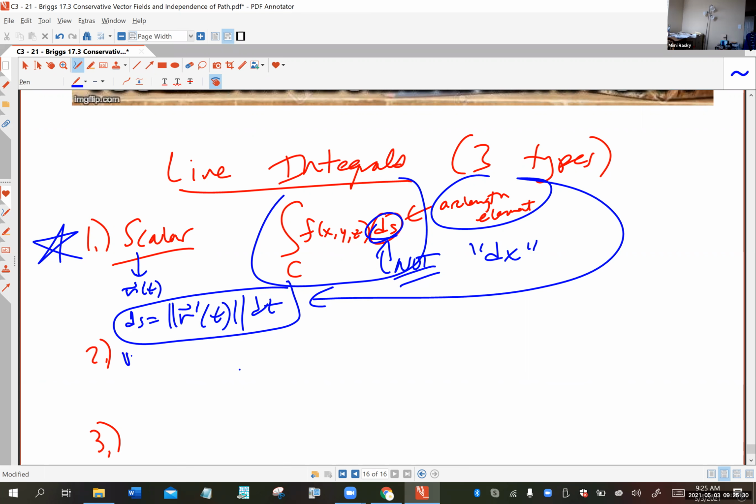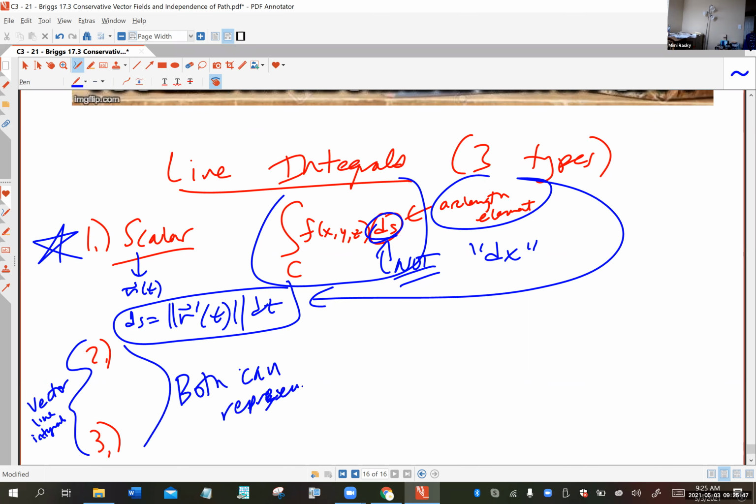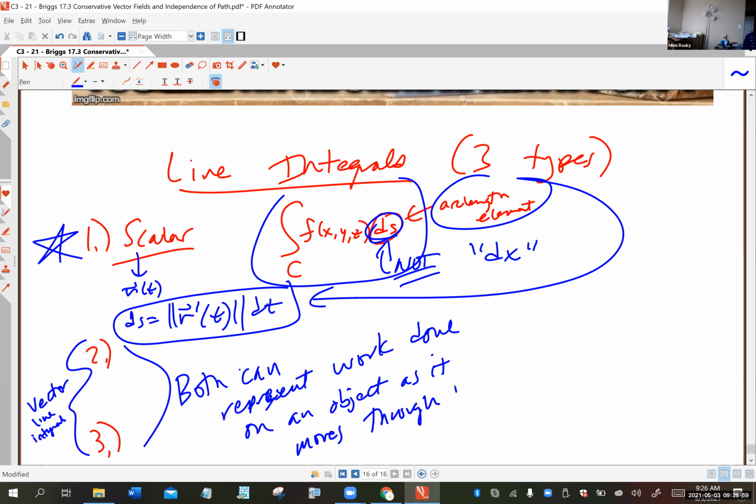What about type 2? Now, type 2 and type 3 are both vector line integrals, but they do have a little bit of a different look. They both can represent work done, work done on an object as it moves through some vector field.